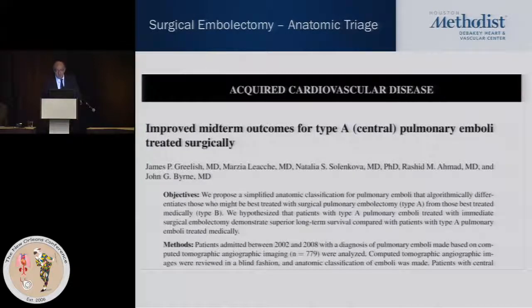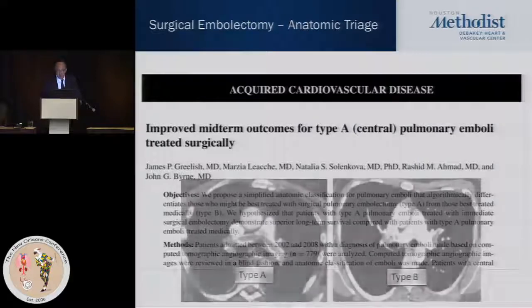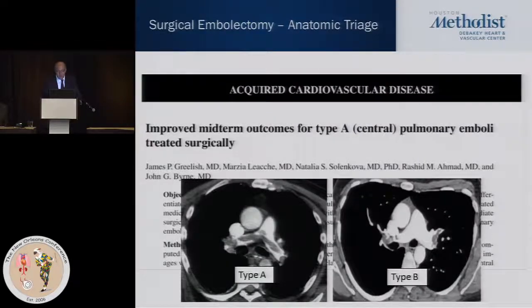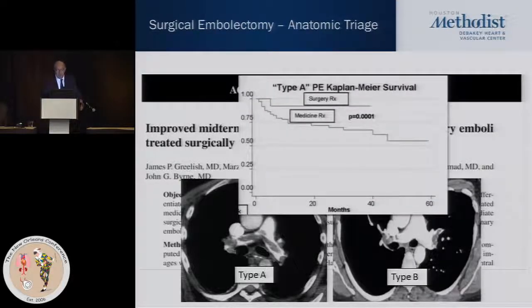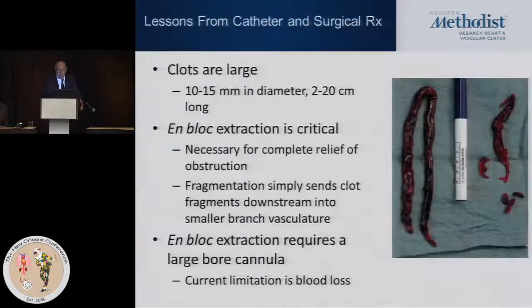There are two types of massive pulmonary emboli which can occur. There's the central or type A, which you see on the left over here, and there's the type B, where the clot has in fact migrated a little bit further out. And it's no surprise that the patients in the type A category will do much better with a pulmonary embolectomy, as long as you don't wait till they're almost dead.